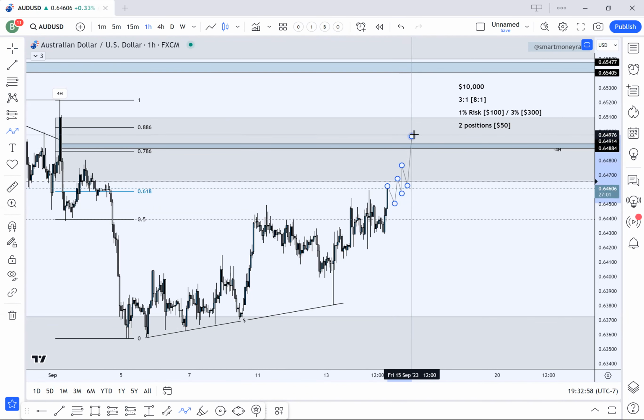So let's just say this happens overnight. You wake up in the morning and you're up, right? Let's just say you're up 50 bucks, a 1-to-1, right? Whatever you were risking, you're up. So that's still half of your position. You still have another half, another $50 to play with, right? So you already got into one position.